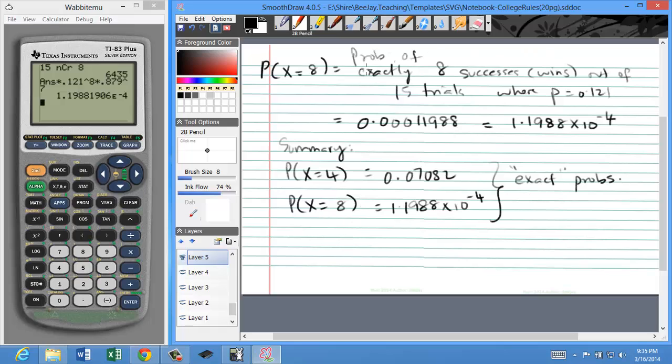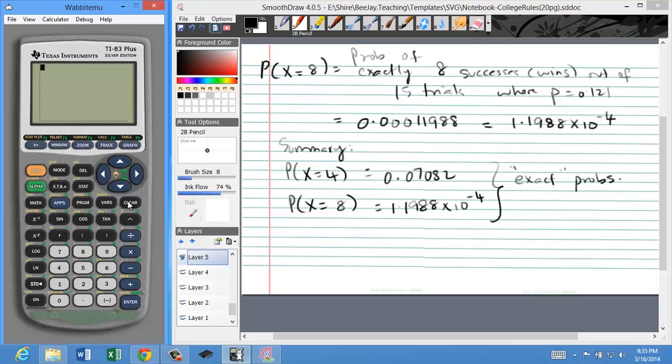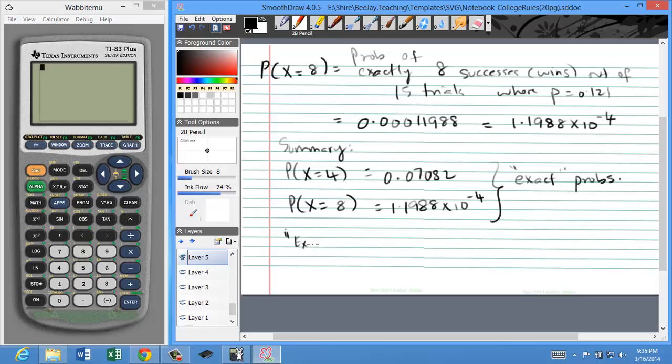So instead of doing all these calculations, if you have a TI-84 or 83 calculator, this probability can actually be found much faster. So how do we do it using a calculator? How do we get this answer and that answer without going through so much work? Well, first thing to note is we're looking for an exact probability. Exact probabilities can be found using a PDF function on the calculator.